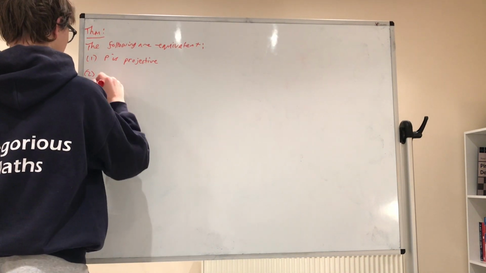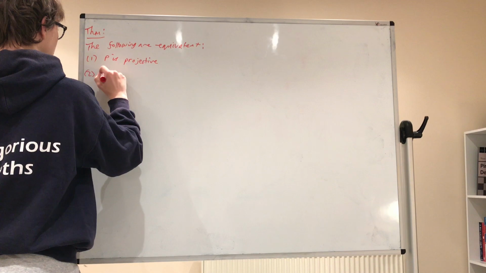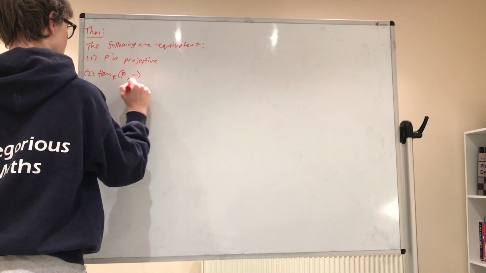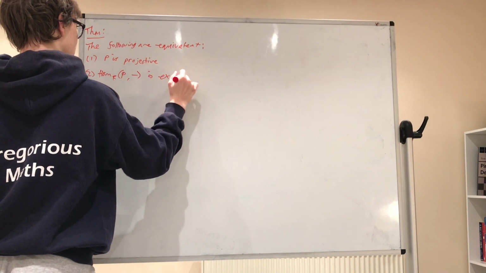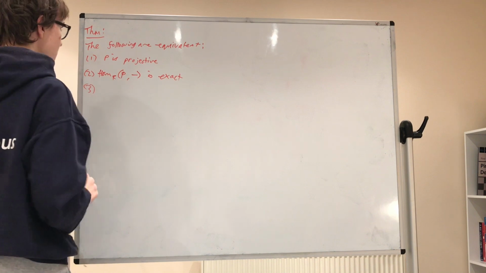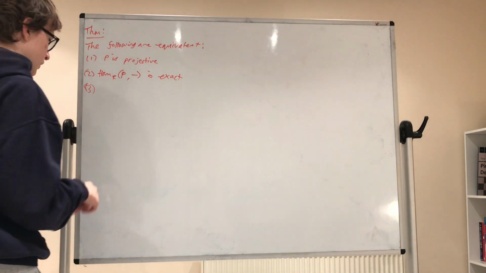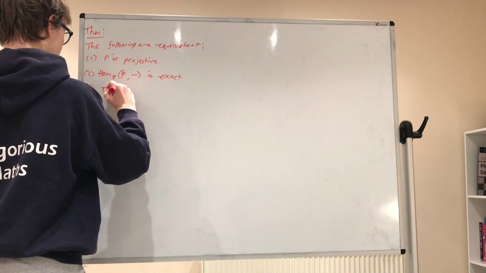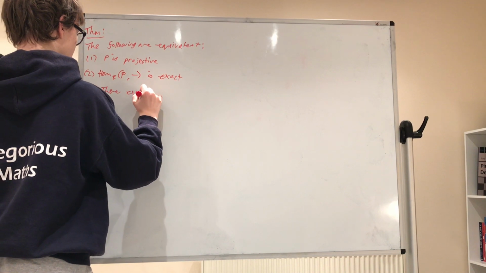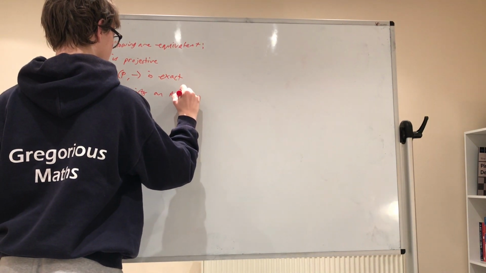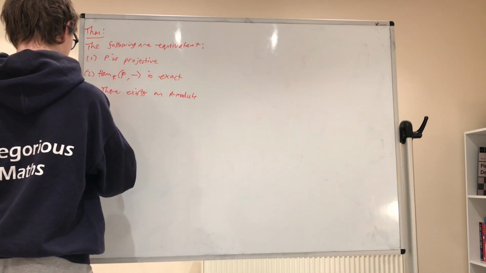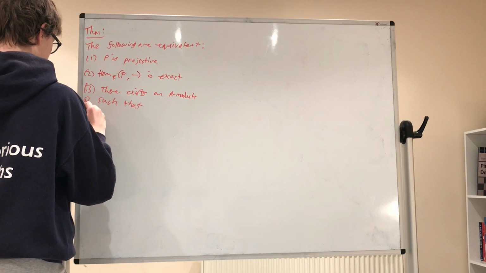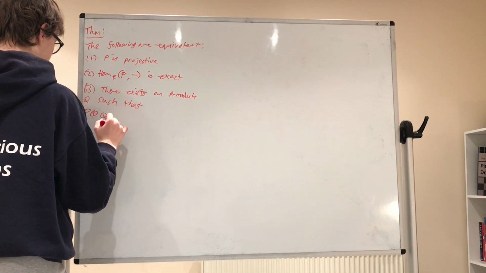Secondly, the functor Hom of P is exact. And 3, there exists an R module Q such that P direct sum Q is free.